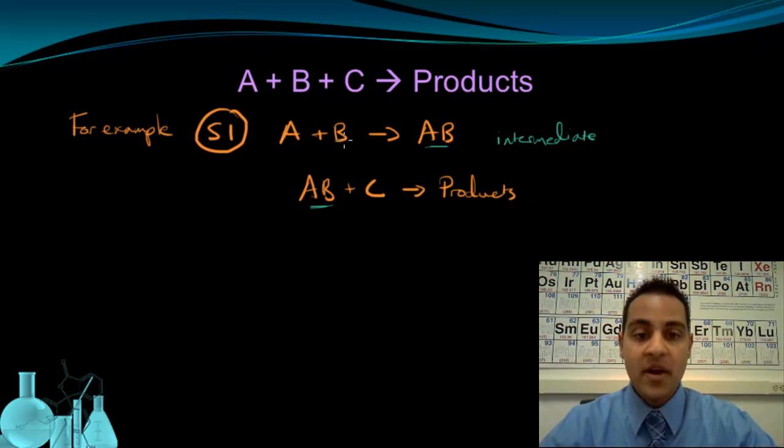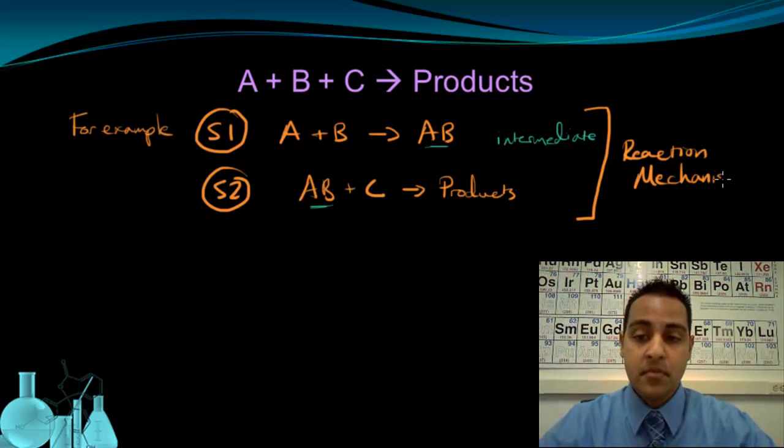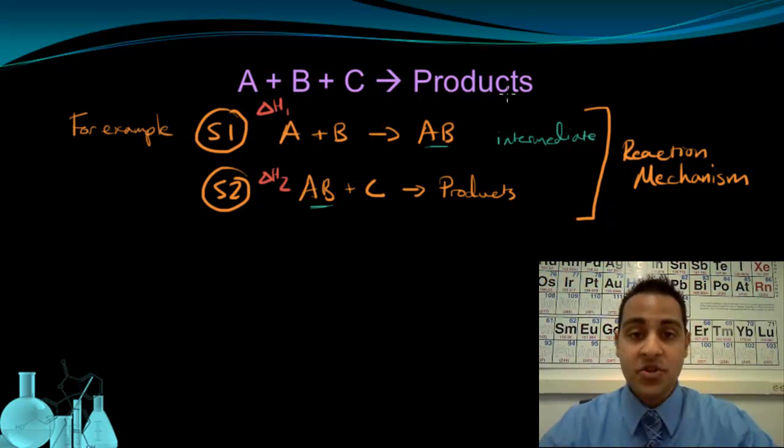So we have step 1 where A and B combine to form AB, and then we have step 2 where AB combines with C to form the products. Together, S1 and S2 are called the reaction mechanism. Now, step 1 and step 2 each have their own delta H's, their own changes in enthalpy, and if I add up these reactions, just like with Hess's law, first of all, I'll get back the original overall reaction, and second of all, if I add up the delta H's, I'll get the overall delta H of this reaction.